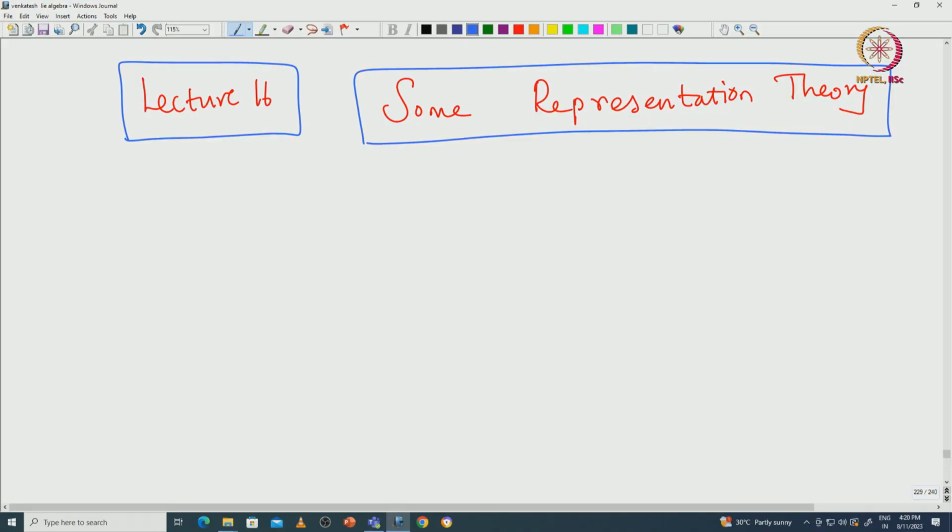Welcome back everyone. In this lecture we will see some basics of representation theory. I will define all the terminologies that are used in representation theory in this lecture, and then later we will develop SL2 representation theory, which will play a very crucial role in the structure theory of semi-simple Lie algebras. So, here are some definitions.